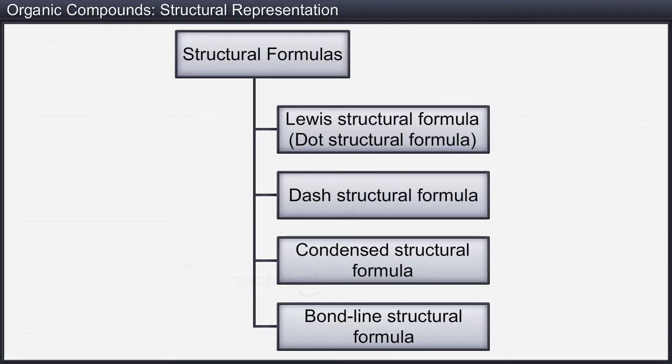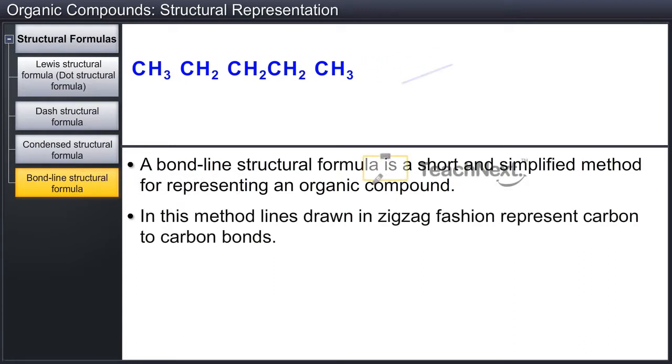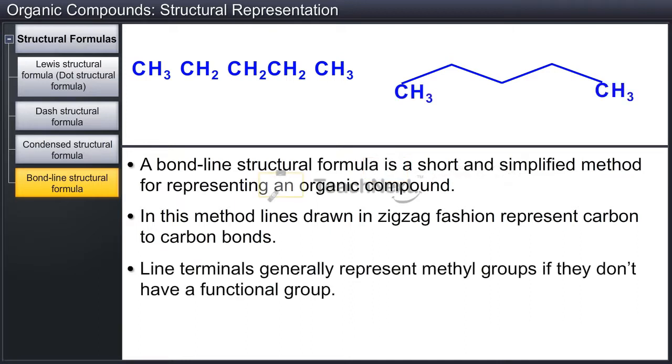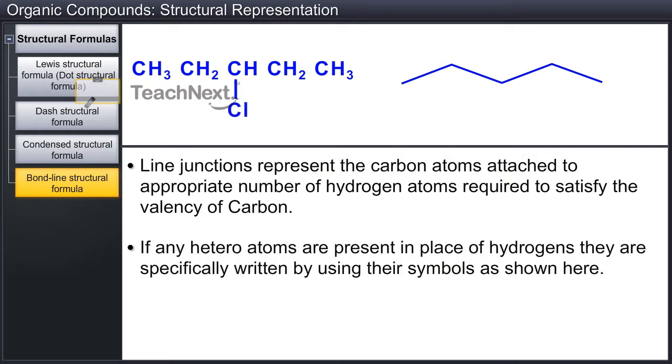Finally, let's look at the bond line structural formula. A bond line structural formula is a short and simplified method for representing an organic compound. In this method, carbon-to-carbon bonds are represented by lines drawn in zigzag fashion. Lines represent carbon-to-carbon bonds, and line terminals generally represent methyl groups if they don't have a functional group, whereas the line junctions represent the carbon atoms attached to the appropriate number of hydrogen atoms required to satisfy the valency of carbon. If any heteroatoms are present in place of hydrogens, they are specifically written by using their symbols as shown here.